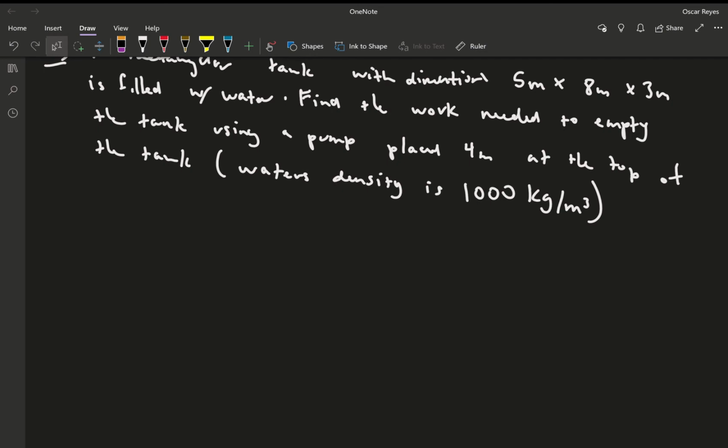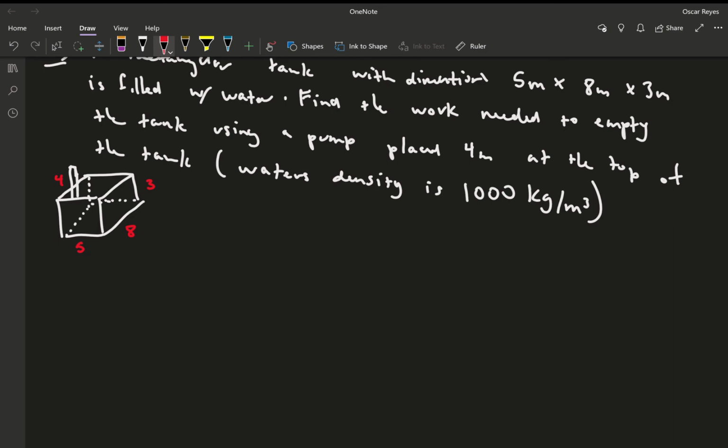So first thing we want to do is draw this out. So we have a rectangular tank. And this tank has a spout that is 4 meters high. Well, we know that this is a 5 by 8 by 3. Okay. And we want to find out what the work needs to be.